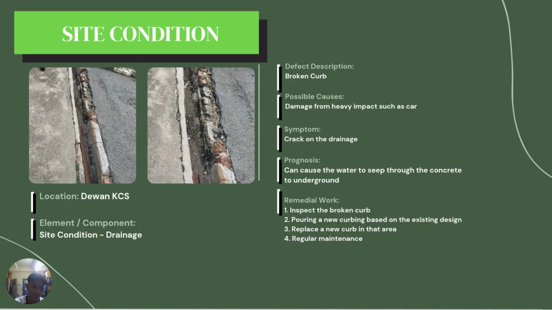So we move to site condition. The first defect is broken curb. I found this at Dewan College Cepakasari. Element is site condition and component drainage. Damage from heavy impact such as a car is the possible cause. Symptom: crack on the drainage. Prognosis can cause the water to seep through the concrete to underground. Lastly, remedial work. Inspect the broken curb, pour a new curb based on the existing design, and then replace with a new curb in that area. After that, regular maintenance.